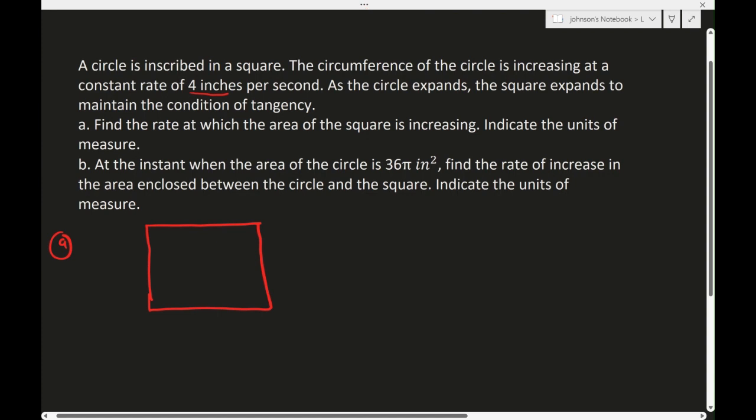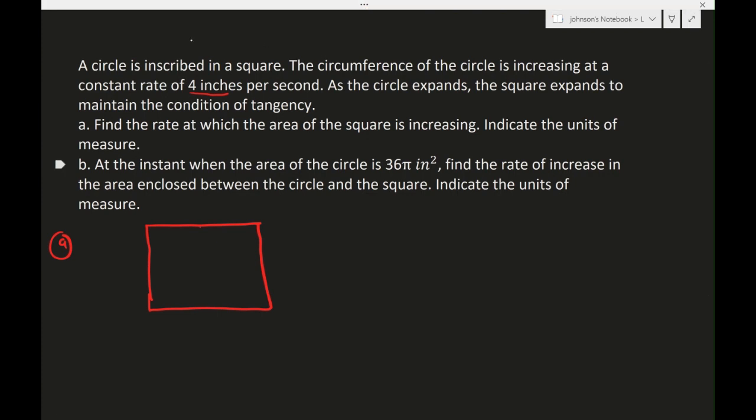Now we have a circle. Say you have a circle. This is a circle inscribed in this square. So let's assume that this will be the radius of the circle.